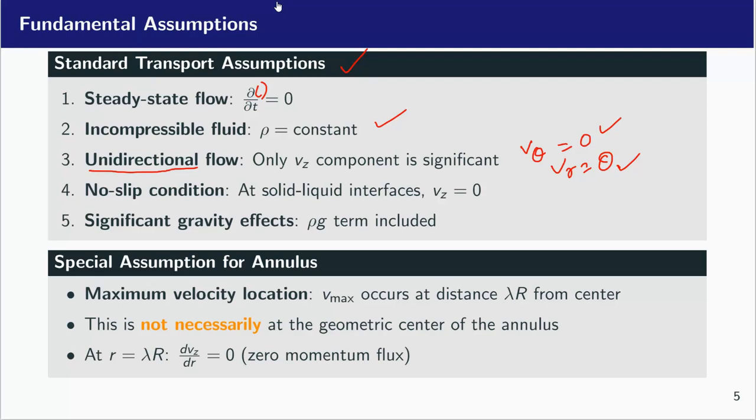No slip condition at the solid-liquid interface: v_z is 0. The gravity effect is significant, so the rho g term should be included. Now here is the special assumption for the annulus.